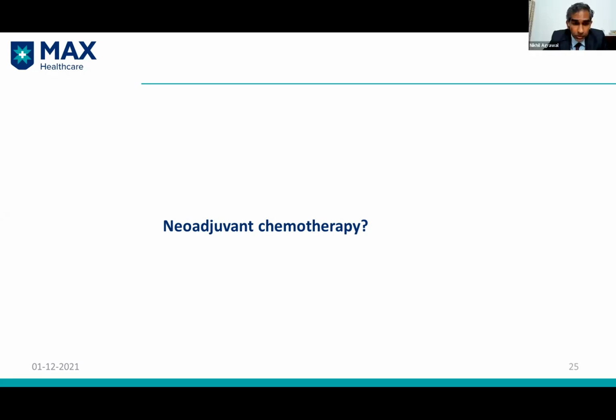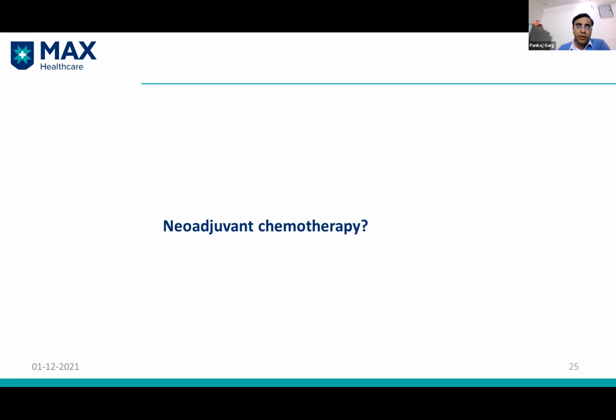So that brings us to the question: should we do a staging laparoscopy before giving them neoadjuvant therapy? Is that what you are trying to suggest? Yeah. That should be standard practice, right? If we are planning for neoadjuvant therapy, then we should first do a staging laparoscopy, because many of them we are thinking are locally advanced, but actually it is stage 4 disease.